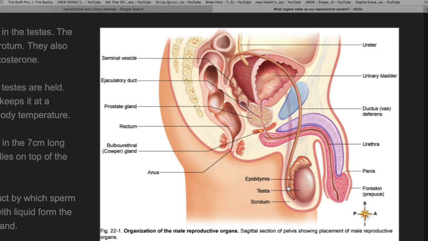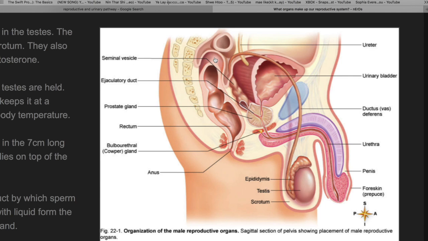And then when you want to ejaculate, it goes through this tube right here. This tube is called vas deferens, right? This is called vas deferens. And then right here, ductus deferens, vas deferens, same thing, right? Sorry, I was just looking for the name on this picture, couldn't find it. And then the sperm goes through here, and then it goes through seminal vesicle.